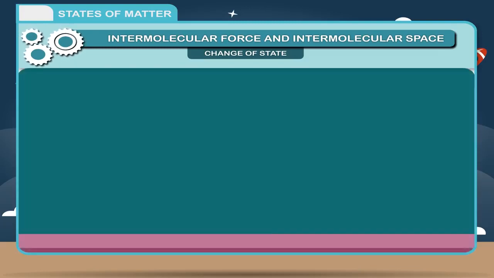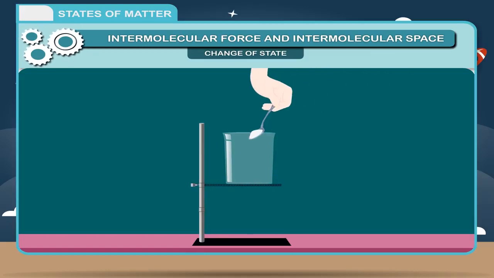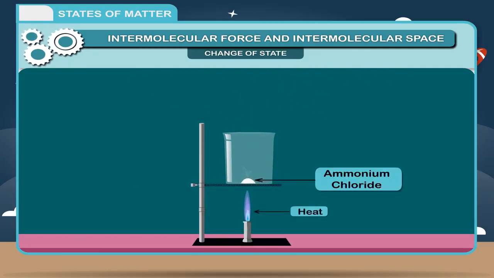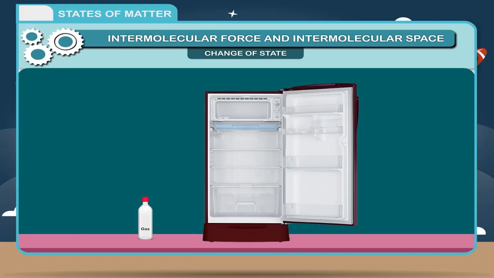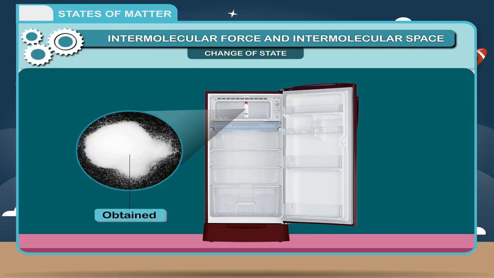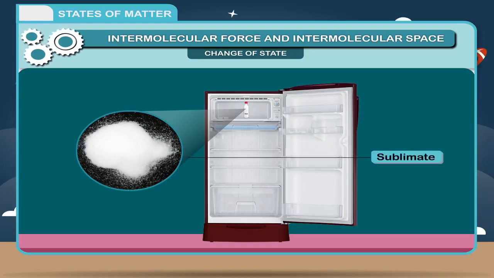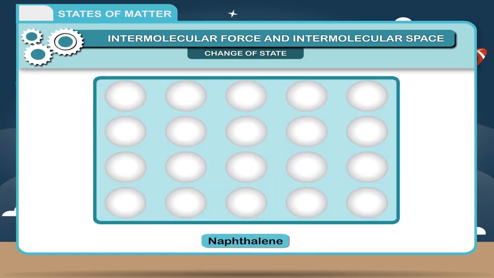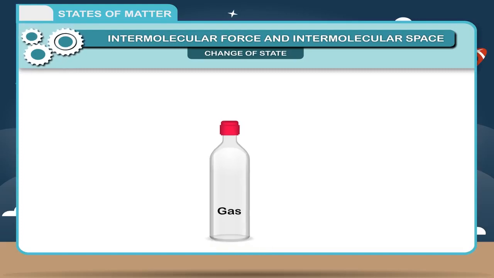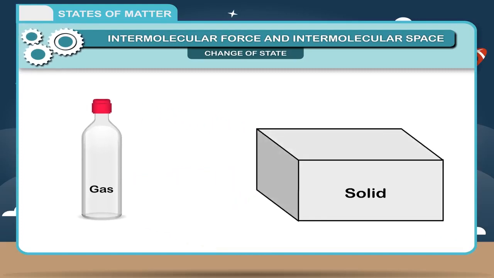Sublimation. Some substances change directly from solid to gas on heating. Such a conversion is called sublimation. When cooled, the vapors of such substances directly solidify. The solid thus obtained is called a sublimate. Iodine, ammonium chloride, and naphthalene are common substances that sublime. A direct change of state from a gas to a solid is called deposition.